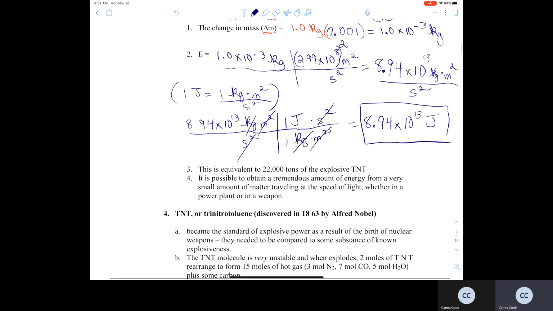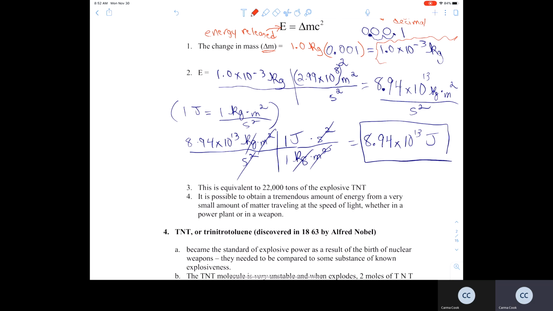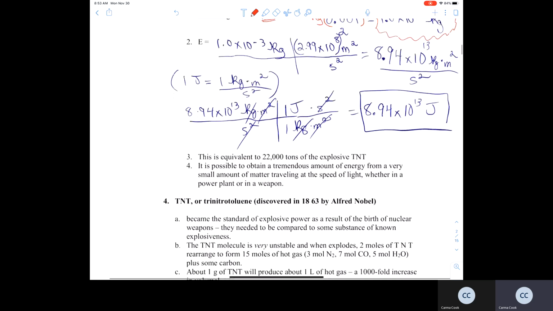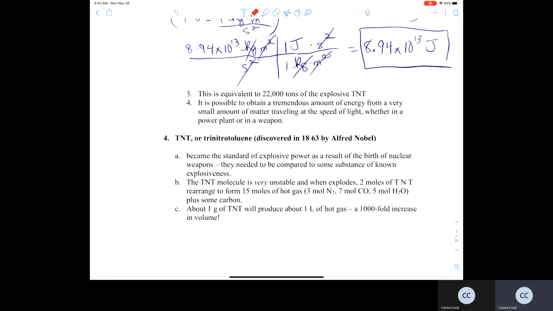So you can obtain a tremendous amount of energy from a very small amount of matter. That's a very small mass of matter, 1 times 10 to the negative 3 kilograms, which is about 1 gram. So 1 gram of uranium-235 that undergoes nuclear fission gives you the same energy output as an explosion of 22,000 tons of TNT.